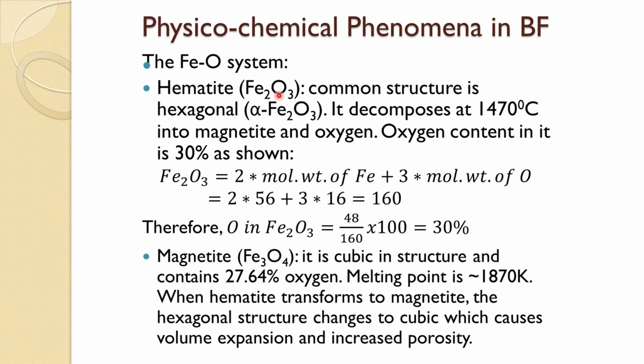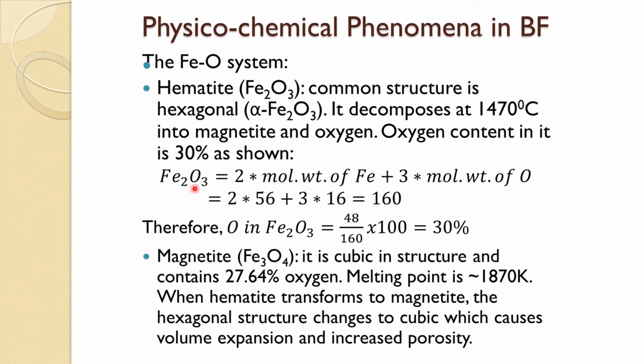When we talk about it, the first thing that comes to our mind is the iron ore, which is hematite, which is nothing but Fe2O3. The common structure of this is hexagonal in nature, mostly for alpha Fe2O3, and it decomposes at 1470 degrees Celsius into magnetite and oxygen, and the oxygen content in this is about 30%.